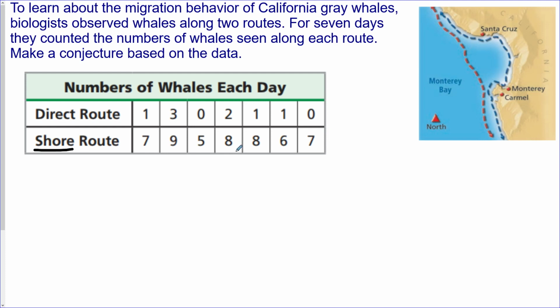So the one that I would think would be one of the more obvious ones is that whales tend to want to travel along the shore when they migrate, because we can see that with the increasing amount of whales every day compared to the direct route where there's much fewer whales. But if you find something else, as long as you can back it up, it'll be acceptable.